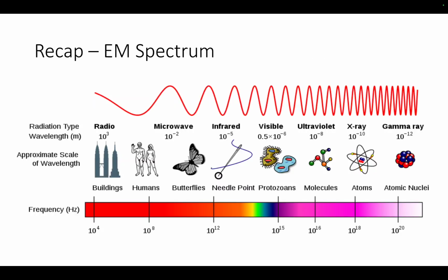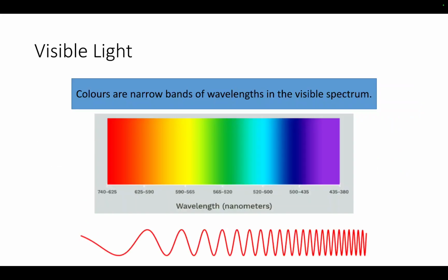So just a quick recap on the EM spectrum. Radio waves, microwaves, infrared, visible, UV, X-ray, gamma, with different frequency ranges at the bottom and an approximate scale of wavelength: buildings, humans, butterflies and so on. If you need to get any of that down, obviously just pause at any point. Alright, let's keep going. So visible light.